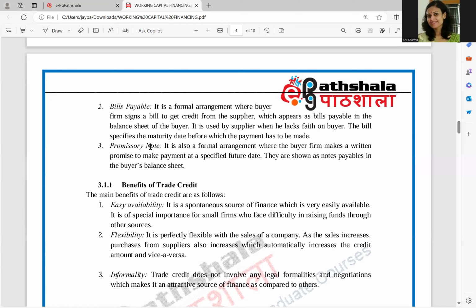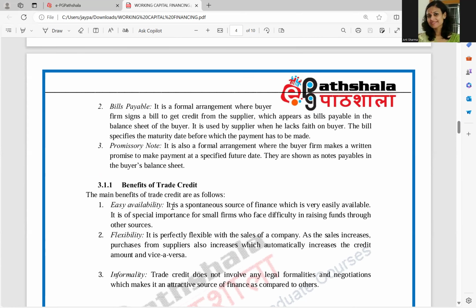And third type of trade credit are the promissory notes. So it is also a formal arrangement where the buyer firm makes a written promise to make payment at a specific future date. They are shown as notes payable in the buyer's balance sheet.